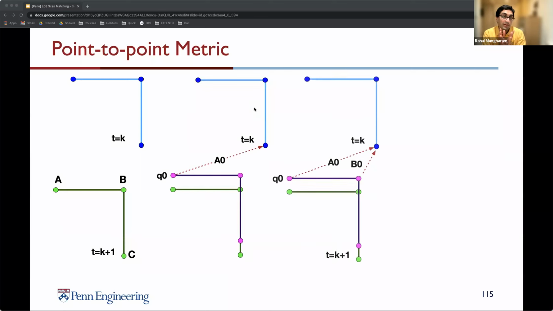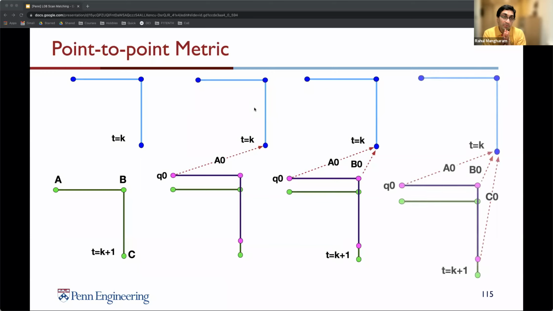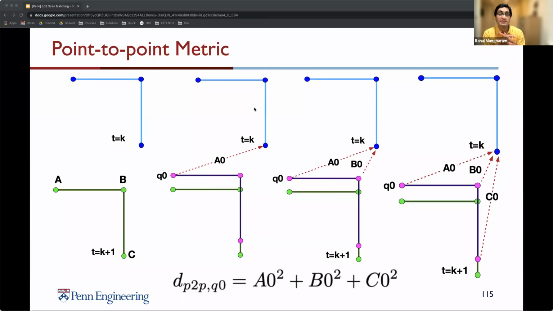From point A and transform Q0, the distance to the nearest projected line segment will be A0. Similarly, for point B, the distance to the nearest segment will be B0. And for the point C, the distance to the nearest point will be C0. The score of the transform Q0, according to the point-to-point metric, will be the squared sum of these segments, which we will show here as D of Q0.